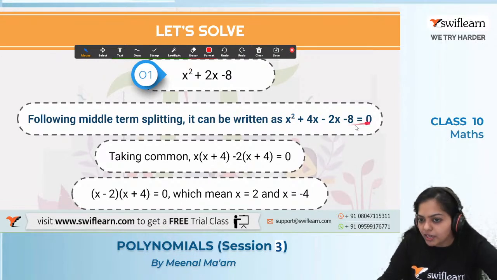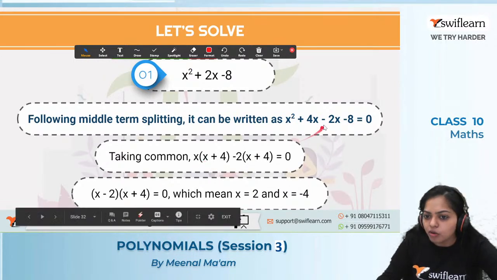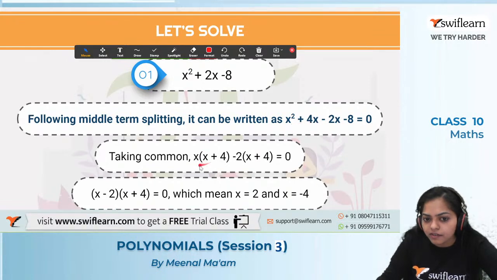So I have split the middle term. Then I will take common out of the first two terms. What will I take common? x as common, so x plus 4. And out of the third and fourth terms, what will I take common? Minus 2. x plus 4 equals 0.